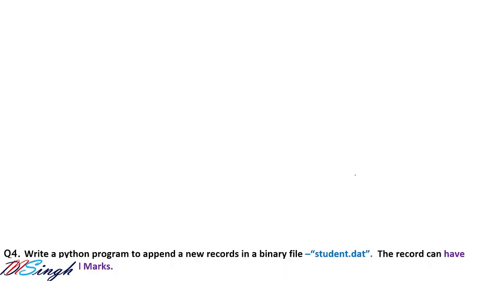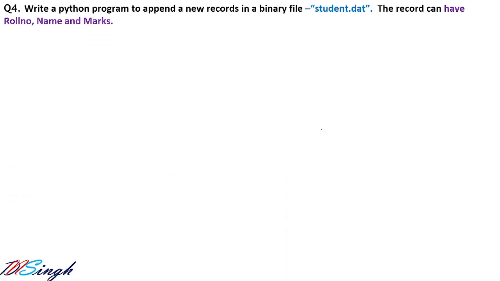Let us move to the next question, that is question number 4. Write a Python program to append a new record in a binary file, student.dat. The record can have roll number, name and marks.